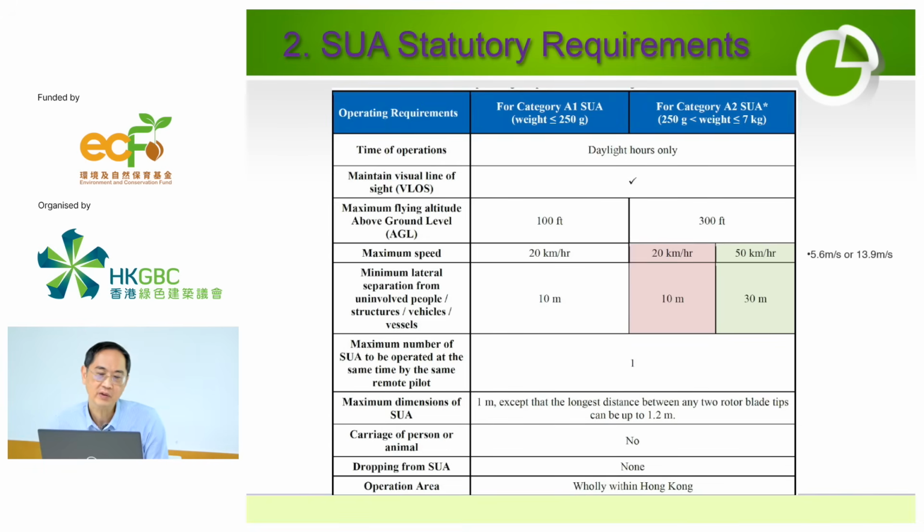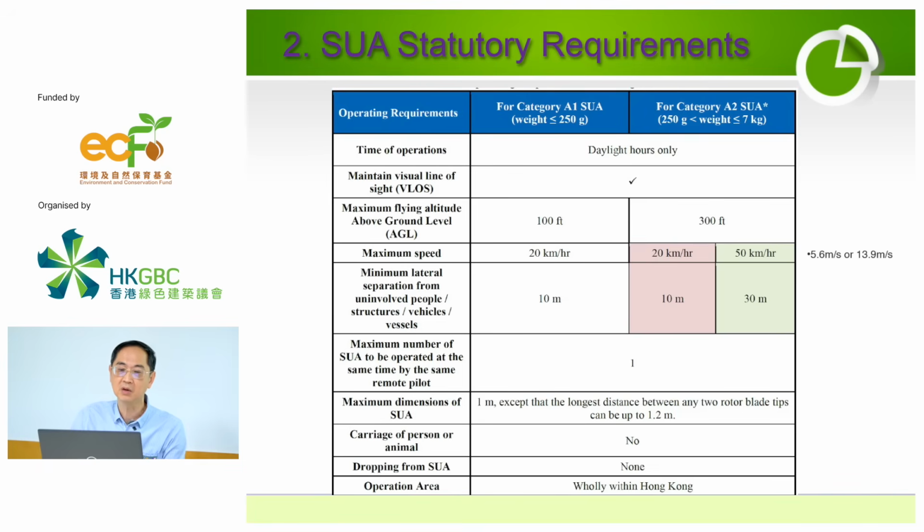Everyone will be concerned about how we can fly in the A1 or A2 category. How do we define A1 and A2? It depends on the AGL, the altitude above ground level. If you fly within 100 feet and your speed is less than 20 km per hour, which is about 5.6 meters per second, and you are not too close, within 10 meters, to buildings, people, or any vehicles or vessels, then it falls under A1.